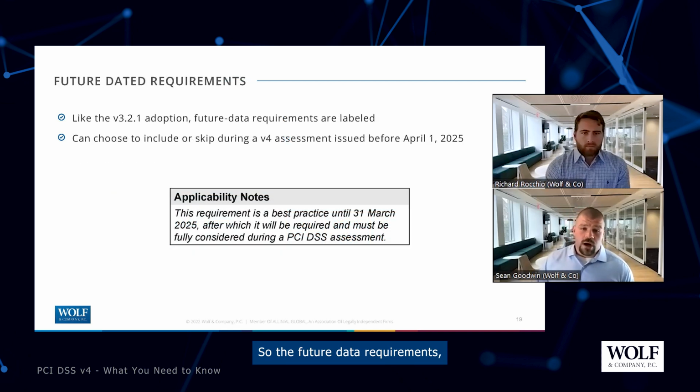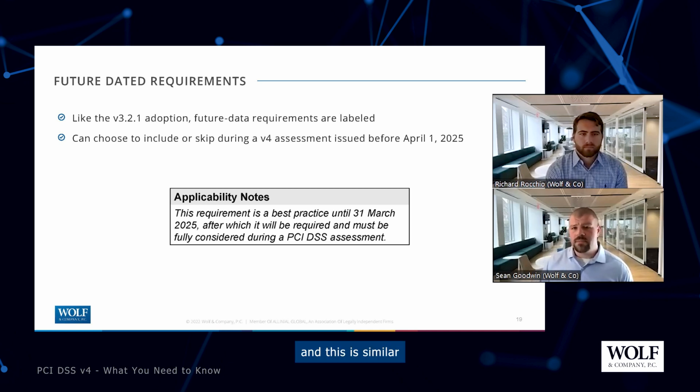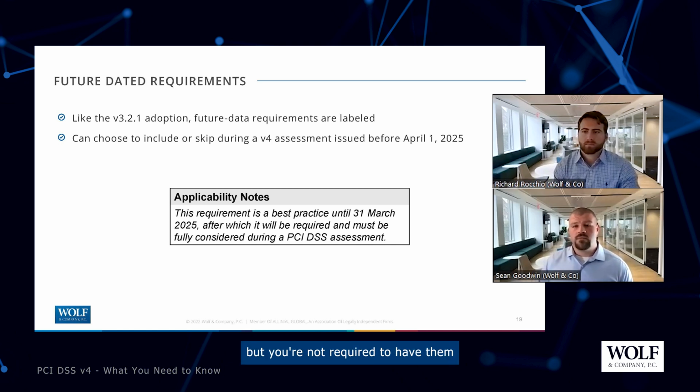So the future dated requirements, there are several where you're going to see this throughout the version 4 document. And this is similar to what we had with the release of version 3.2.1. Many of these controls are going to be included in your assessment, but you're not required to have them in place. If you are working through an assessment and these controls are not yet implemented, your assessor will simply mark them as not applicable because they're not required until 2025.